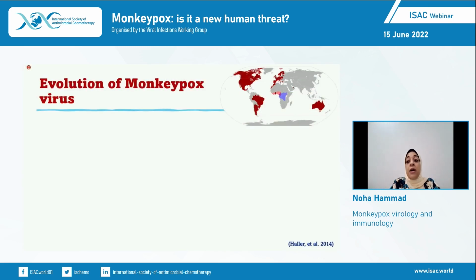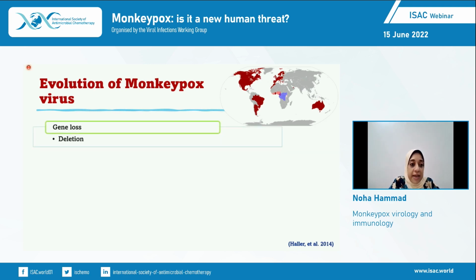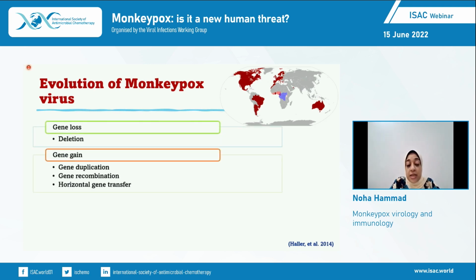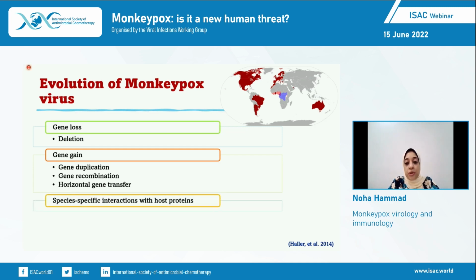Since last May, monkeypox cases were reported in an increasing number of different countries and regions, which are not endemic for monkeypox virus. One possible factor influencing this resurgence of monkeypox might be the genetic evolution of the virus through multiple mechanisms, like gene loss, gene gain, and specific interactions with host proteins.